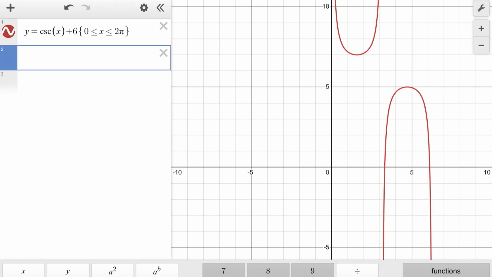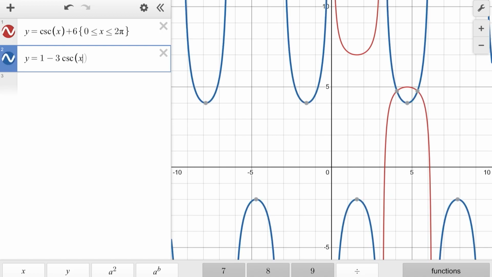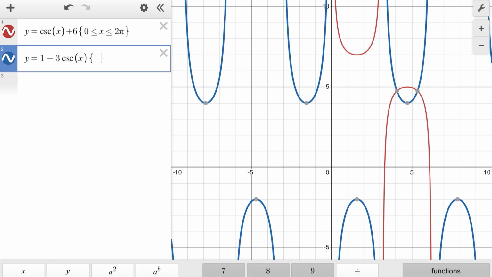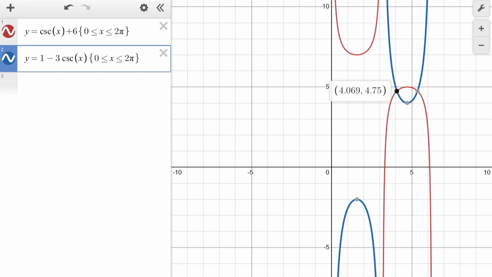And then the other one is y equals 1 minus 3 cosecant. So put 3, type in functions, type in cosecant x right here. And then I'm also going to do that restriction. So here I'm going to say from 0 to 2 pi. And then where do my two graphs intersect with each other? What are the x values where they intersect with each other?